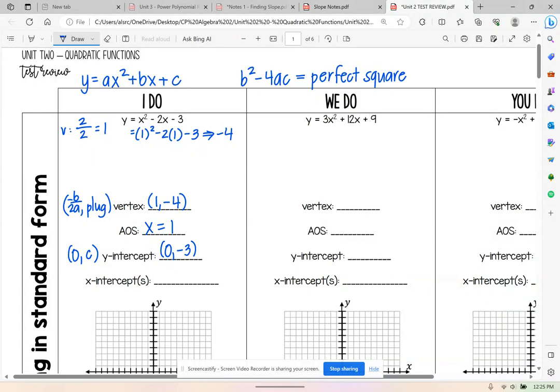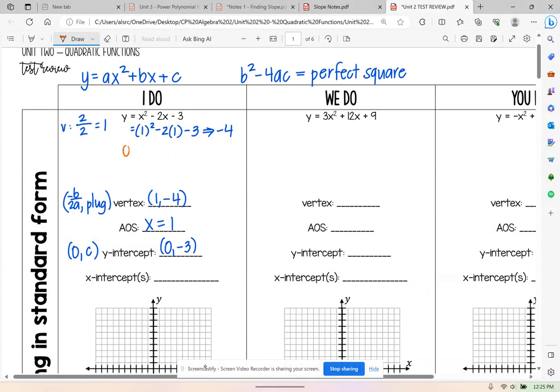So, if I want to find the x-intercepts, I do b squared minus 4ac, so that's negative 2 squared minus 4 times 1 times negative 3. That's 16. Is 16 a perfect square? Yes, so it can be factored. So, I'm going to factor it. I'm going to set my equation equal to 0. This is the easiest way to factor. a is 1, c is negative 3. What multiplies to negative 3 that adds to negative 2?